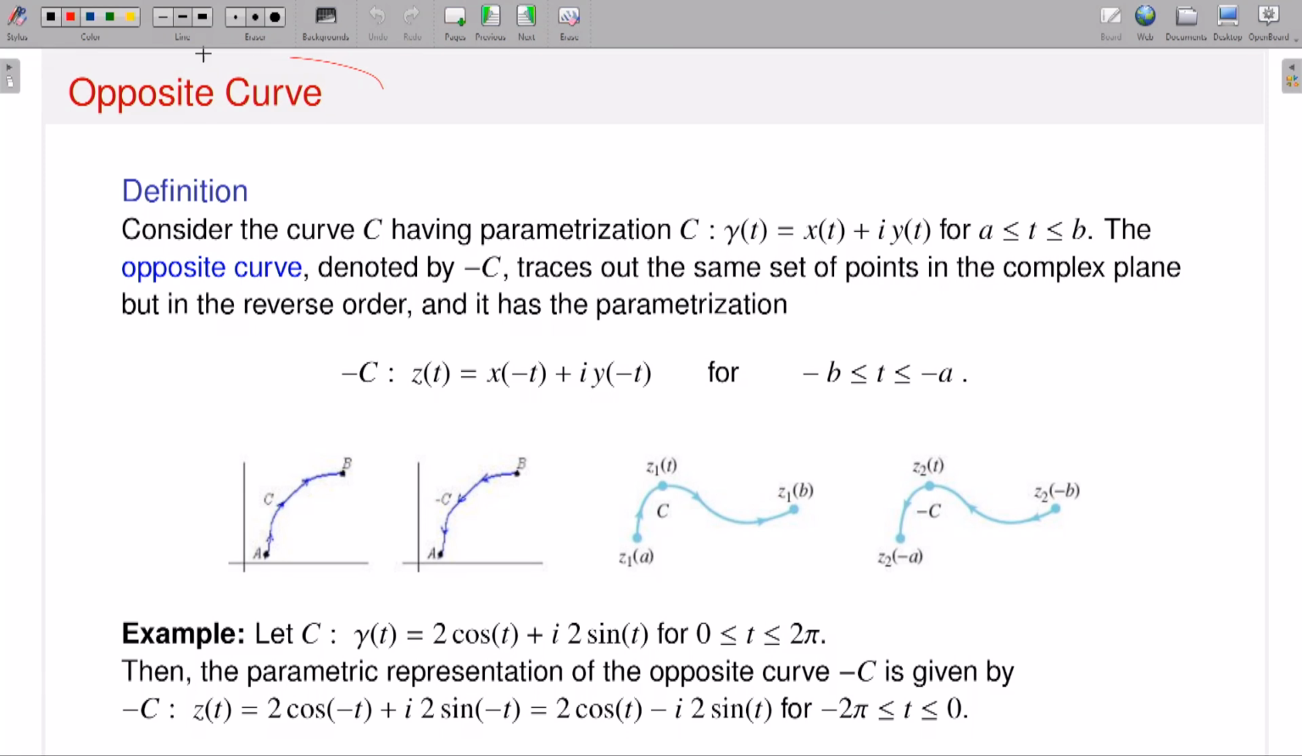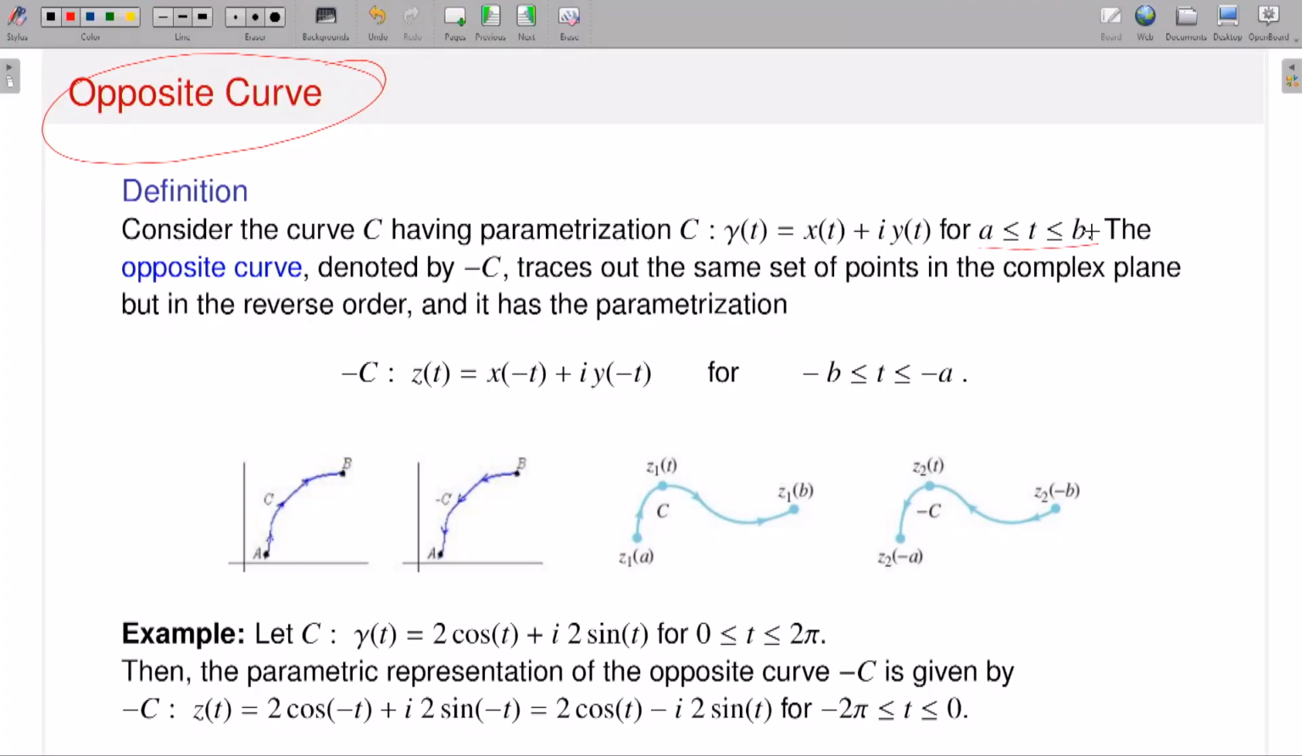Okay, so then another concept is coming, what is called the opposite curve. Now opposite curve means what? If I have a curve, it will have a parameterization. So if I have the domain from a to b, let me give the definition, then it will be clear. Consider the curve C having the parameterization C equals gamma of t, which is x(t) plus i y(t), where t runs over the interval a to b.